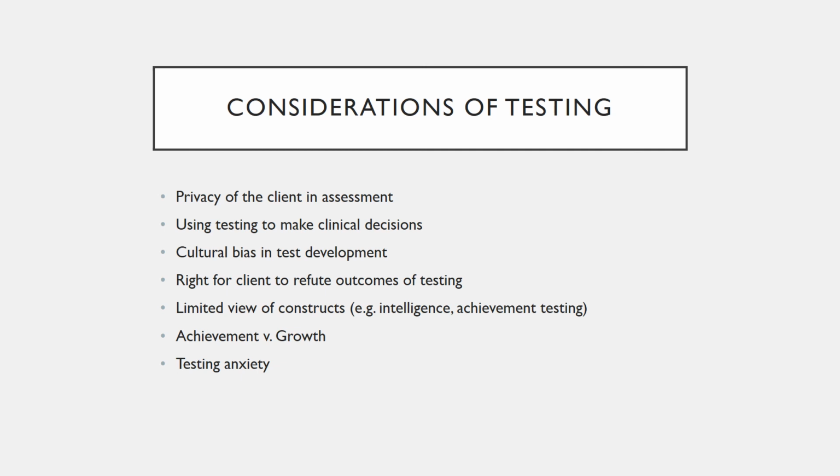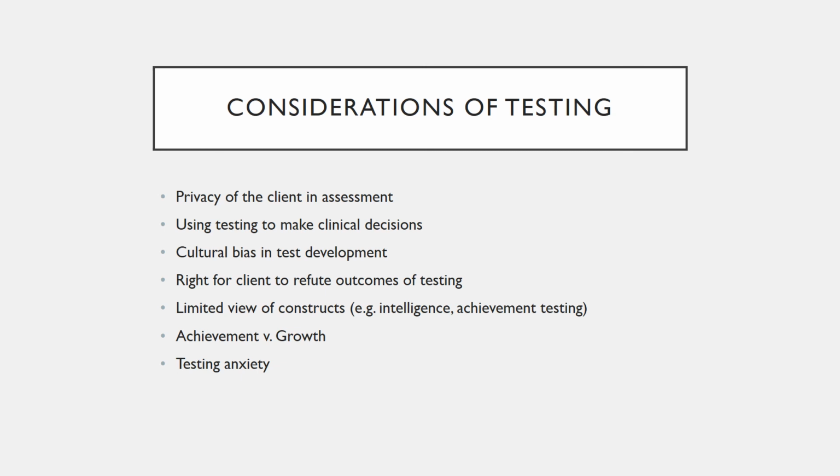There is a limited view of some constructs, for example intelligence or achievement testing. There's a lot of current literature and conversation around how we measure intelligence. Intelligence is more than just math and reading scores. There are some different intelligence testing options now that include things like spatial reasoning, music, logic, and other kinds of intelligence that were not previously measured. But when you get into what school districts require you to use, that's where this becomes probably a bigger issue.